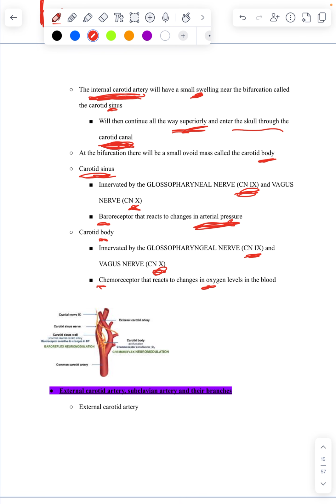So a way to remember this is, if you're walking in the street or whatever, you're walking with someone, and you see a cute girl, you go like, hey yo, she's definitely like a 9 or a 10. So A, arterial pressure differences, or O, oxygen levels. To remember which cranial nerve innervates them, it's the 9 and 10. So glossopharyngeal and vagus.